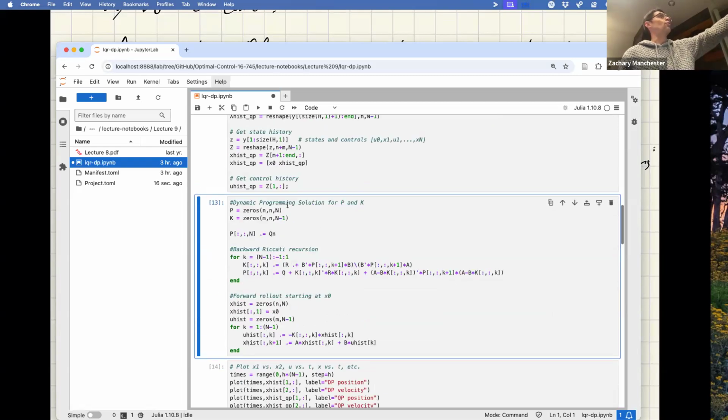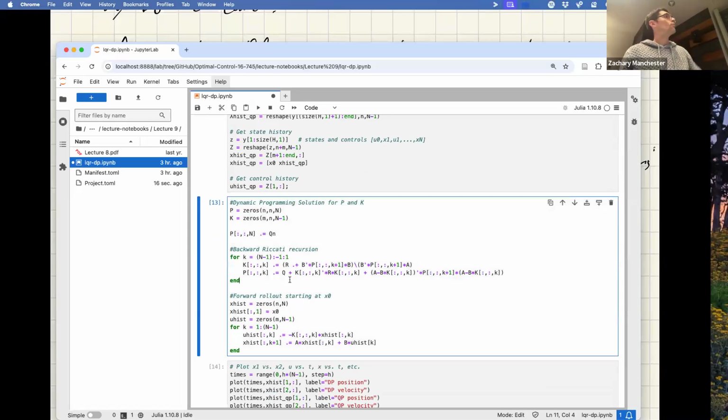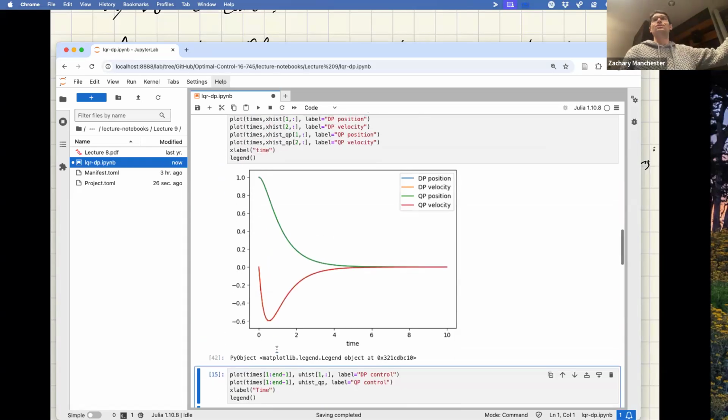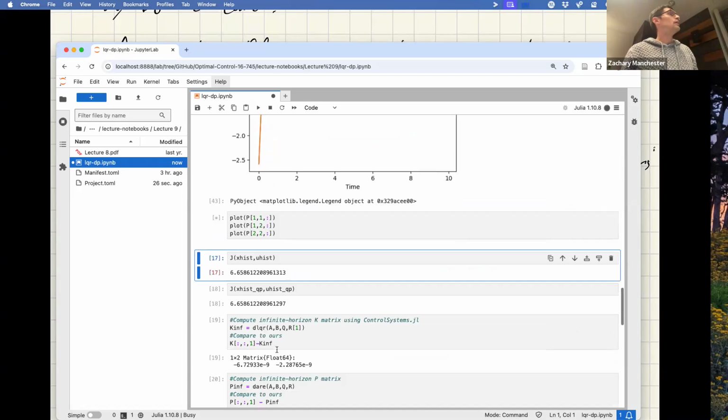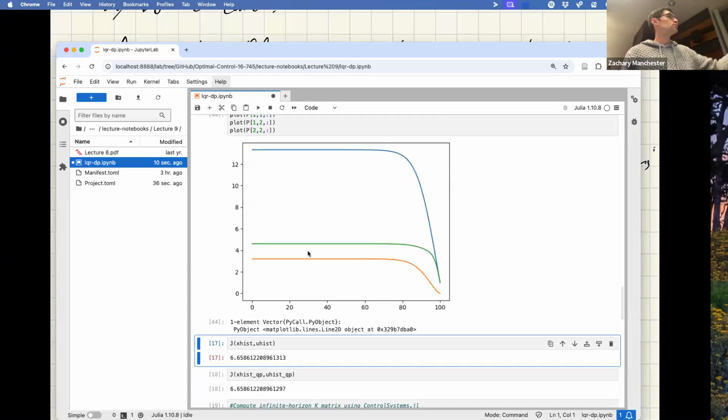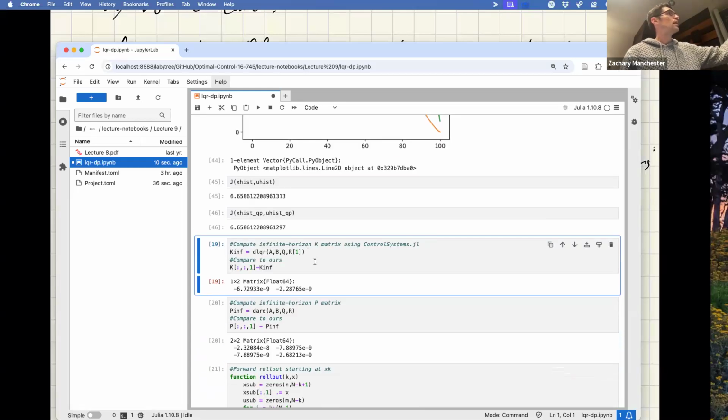And then here's the dynamic programming Riccati recursion that we just derived, written out, where I go backwards and then roll it out from some initial condition. I plot all that and show you that they match exactly, which we already knew, because we've already got Riccati a different way. This shows the P's and how they converge to steady-state infinite horizon values, and that I got the same costs.